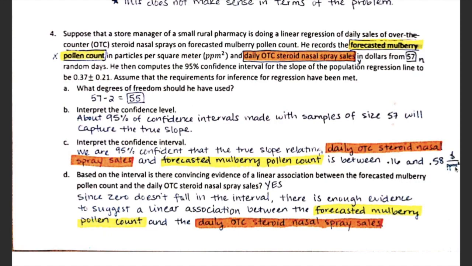All right, and then D. Based on the interval, is there convincing evidence of a linear association between the forecasted mulberry pollen count and the daily over-the-counter steroid nasal spray sales? Yes, right? Make sure you answer the question, put yes or no, and then an explanation. So yes, because 0 doesn't fall in the interval, right? Remember, it goes from 0.16 to 0.58. 0 is not in there, so there is enough evidence to suggest a linear association between, and then I just copied the question here, okay?